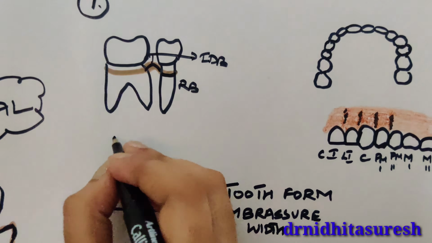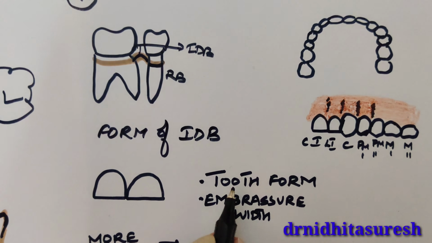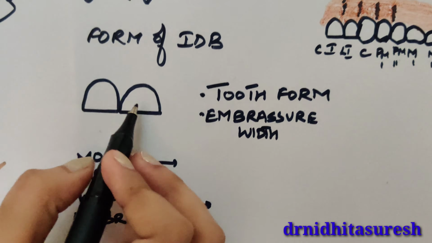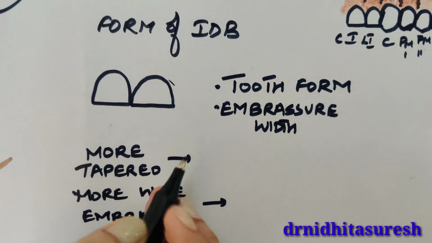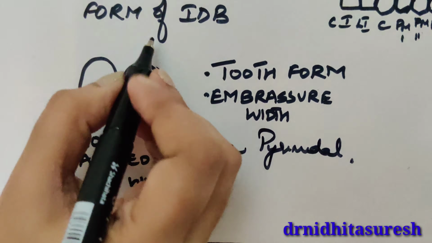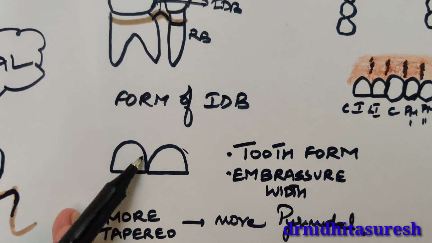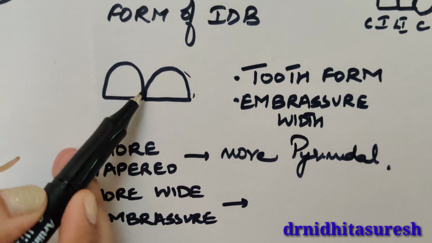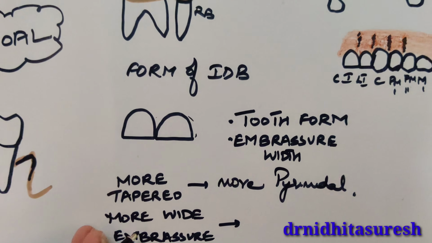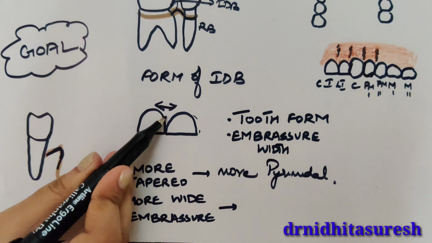Next, the form of the interdental bone. Okay, the form of your interdental bone will depend on 2 things. One is your tooth form and the next is your embrasure width. See, if your tooth form is more tapered, you will have a more pyramidal kind of interdental bone. So interdental bone will basically be pyramidal, right? Like this. So this form will definitely depend on your tooth form and your embrasure width. Embrasure meaning a V-shaped valley between the adjacent teeth. Okay, so if you have a wider embrasure, you are going to have a more flat interdental bone.